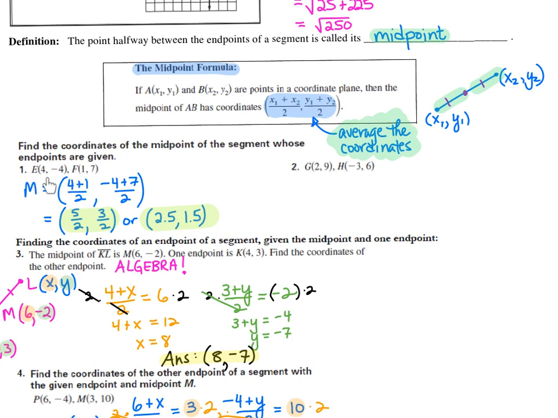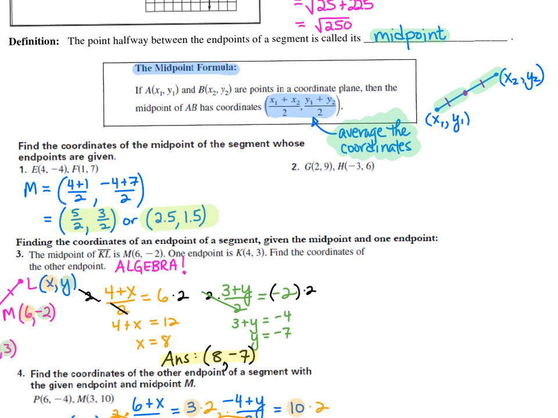So the coordinates, if you were looking for the midpoint of a segment EF, you would add the x-coordinates, which are 4 and 1, and then divide it by 2. Then you would add the y's, which are -4 and 7, and divide it by 2. And that gives you your x-coordinate, which will turn out to be 5 halves, and your y-coordinate, which turns out to be 3 halves. On this one, I don't care if you give me a fraction form or the decimal form because they're the same exact value.